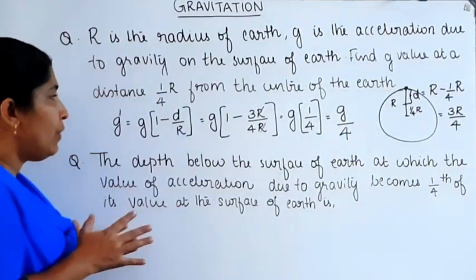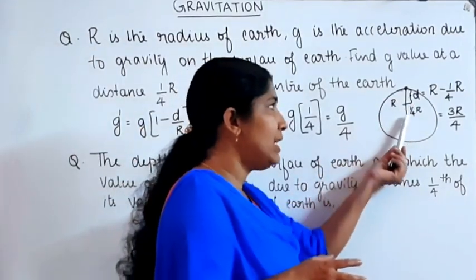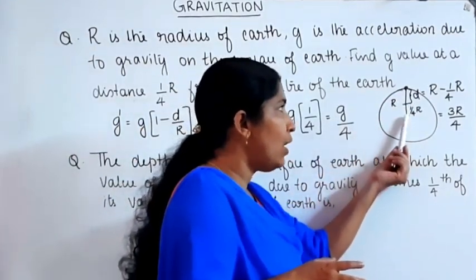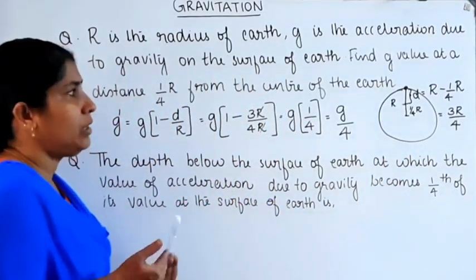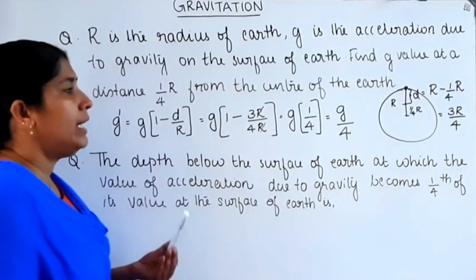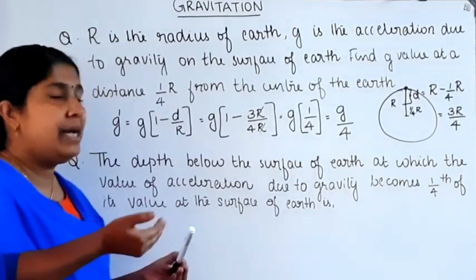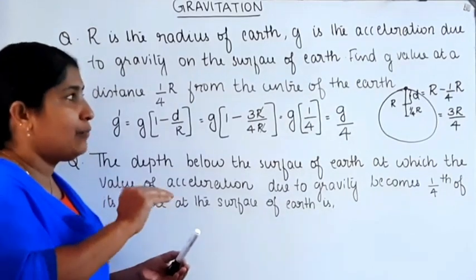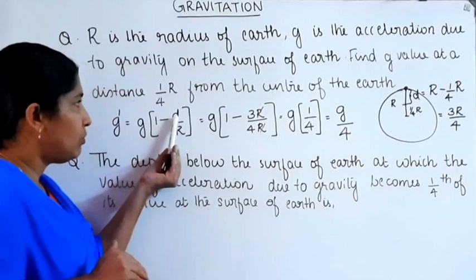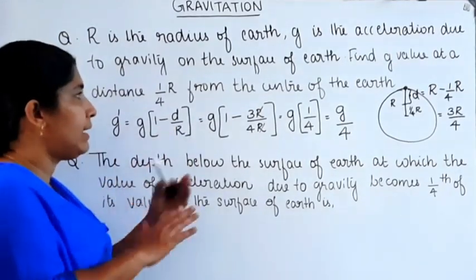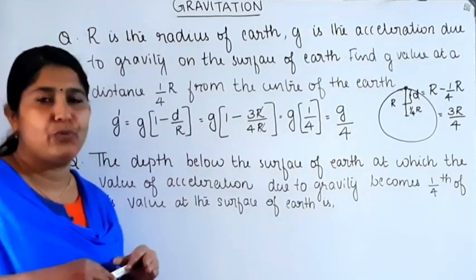It is very important to find out the depth. If the question is like this, where the distance from the center of the earth is 1 by 4 R or 3 by 4 R, anyway we want to find the depth from the surface of the earth. Then substitute that value of depth here and rearrange. Then we get the answer g dash is equal to g by 4.